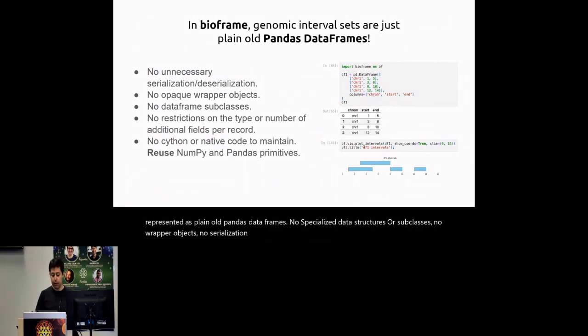BioFrame is just a pandas data frame with columns called by default chrom, start, and end. Otherwise, there are no restrictions on the fields or data types a BioFrame can have. Furthermore, we decided to implement our spatial joins using simple NumPy and pandas primitives instead of creating and maintaining custom interval tree data structures in a low-level language, and it turned out to have basically the same performance.